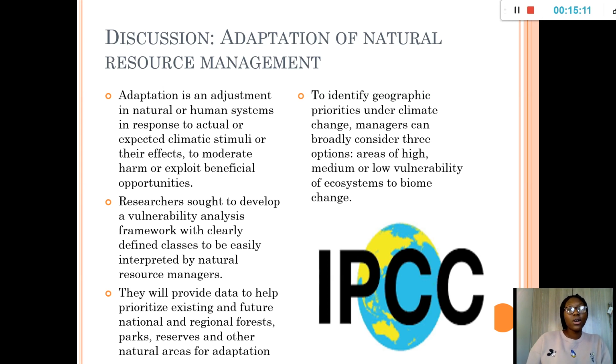So adaptation, according to IPCC, is an adjustment in natural or human systems in response to actual or expected climatic stimuli or their effects to moderate harm or exploit beneficial opportunities. Researchers sought to develop a vulnerability analysis framework with clearly defined classes to be easily interpreted by natural resource managers. They will provide data to help prioritize existing and future national and regional forests, parks, reserves, and other natural areas for adaptation. To identify geographic priorities under climate change, managers can broadly consider three options: areas of high, medium, or low vulnerability of ecosystems to biome change.